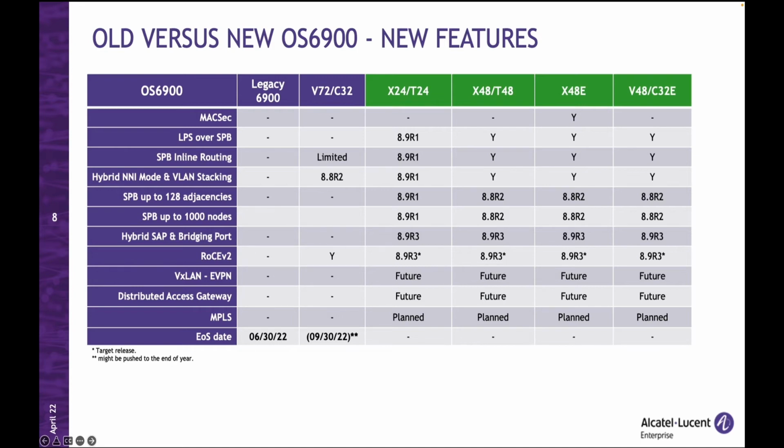As I said already, RoCE v2 is planned for a future release. We target 8.9R3 if we can, and later we will bring EVPN and the distributed access gateway. MPLS is already in development, and we plan the first release on the 6860N by Q4 this year, and it might be released on the new 6900 later in 2023.